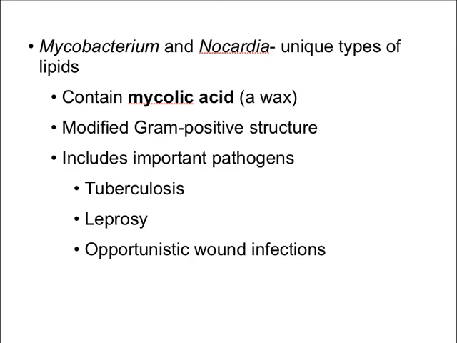They're waxy, and so they're resistant to chemicals and dyes. They contain mycolic acid, which is the waxy substance. In order to identify these bacteria, we use an acid-fast stain in which the hot carbofuchsin dye holds fast. That is, it's not washed off by the acid alcohol, hence the name acid-fast. Pathogens that have this sort of structure in the cell walls are tuberculosis, leprosy, and some other opportunistic wound infections.